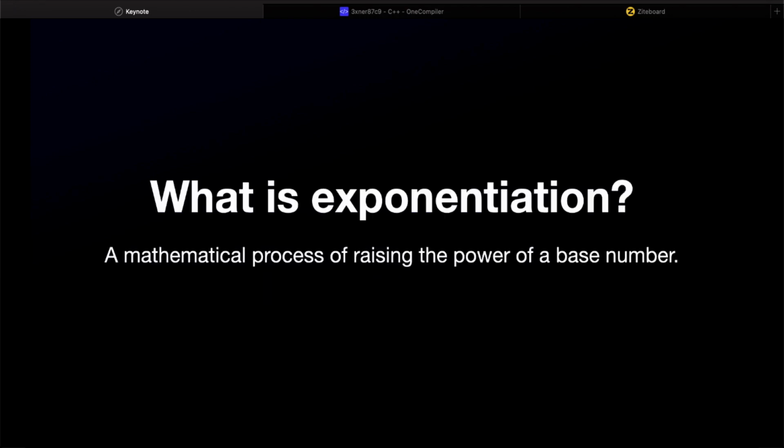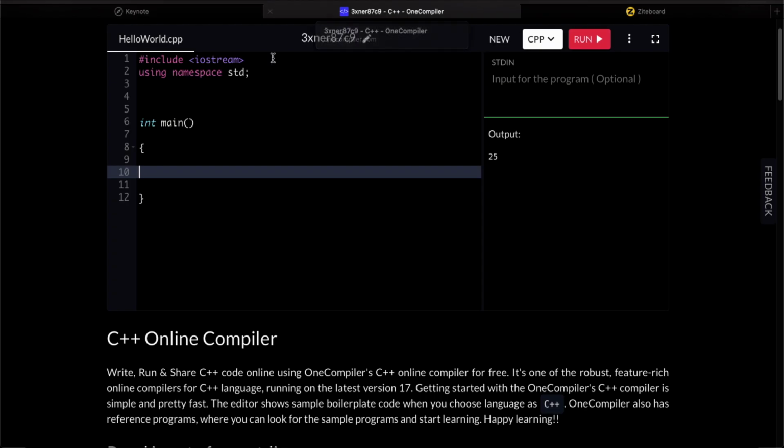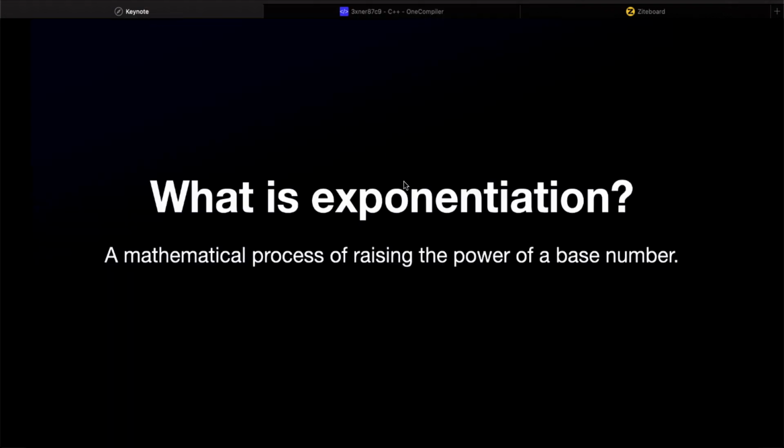Now before we do anything, let's try to understand what exponentiation actually is, right? It's very simple. If you've done maths in high school, you know that if you raise any base number to a power, let's say 5 raised to the power 2, that is exponentiation, right? So you know what it is. And we're basically going to try to achieve the same thing in this compiler, right? So it is clear now.